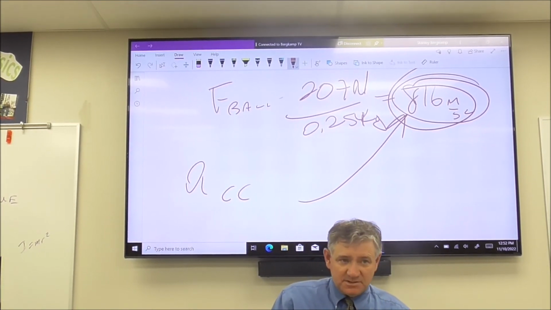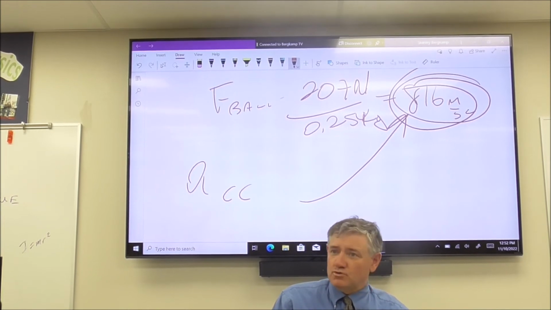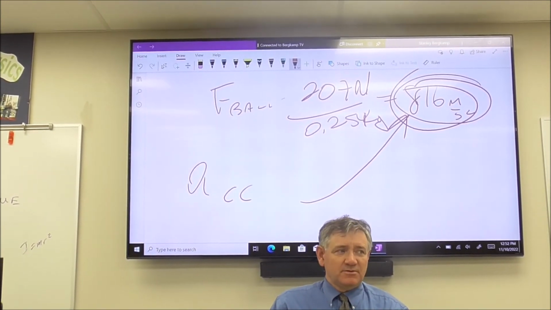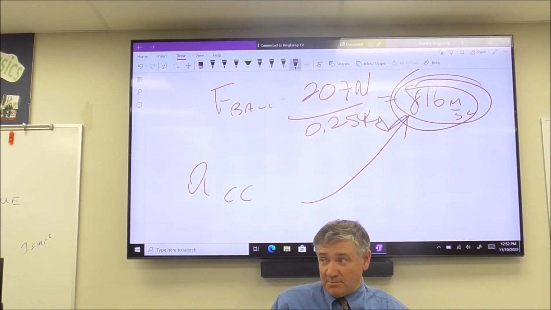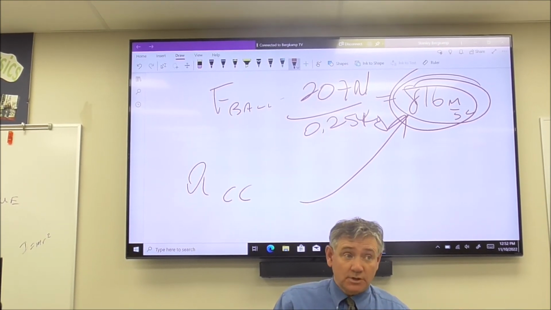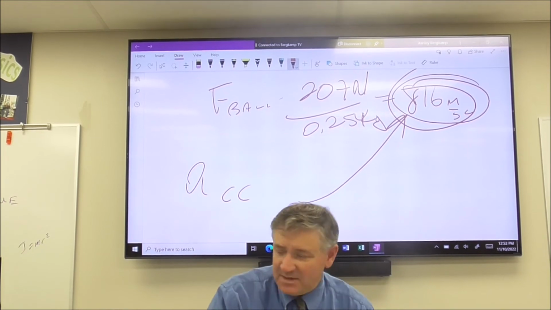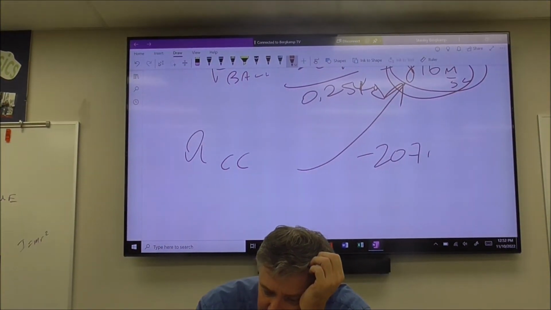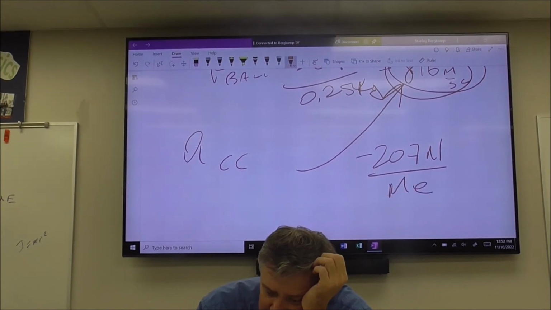What about the acceleration? No. Could we calculate the acceleration of the Earth? Yeah. Do you think it's going to be a very big number? No, thank God. So, to find the acceleration of the Earth, somebody take negative 207 newtons and divide that by the mass of the Earth.